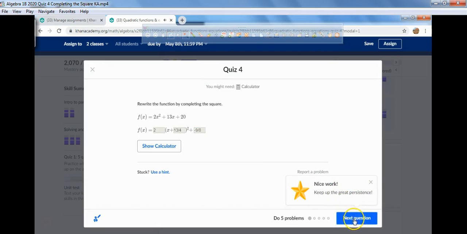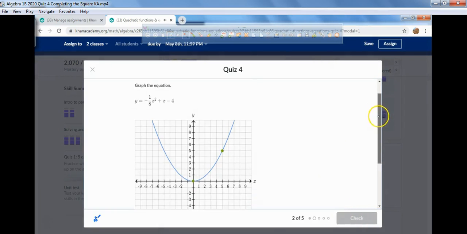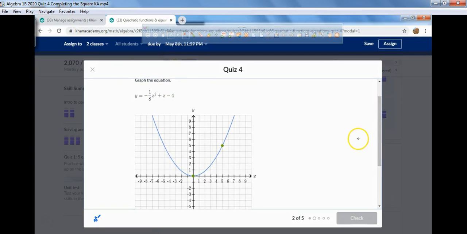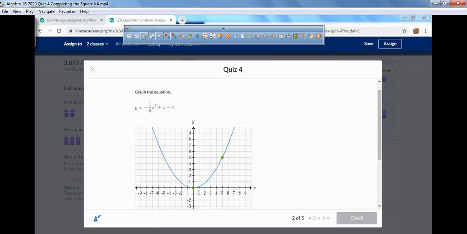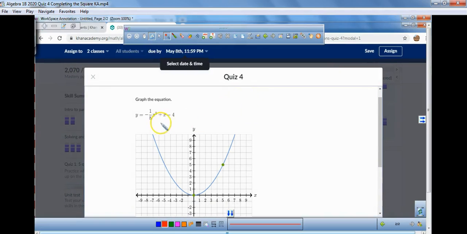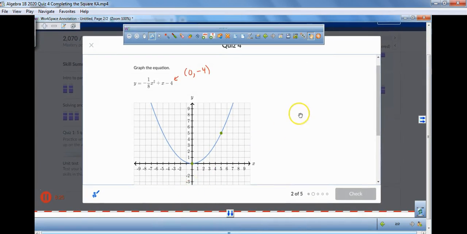Look at that. There, I finally got it right. Alright, so now we're going to show you how to graph this equation. Right now it's in standard form. In standard form, the one thing that it does give you is the y-intercept. You'll see me point out the y-intercept right there. There's that negative 4. That's the y-intercept. So that's one of the points I'm going to use: 0, negative 4.